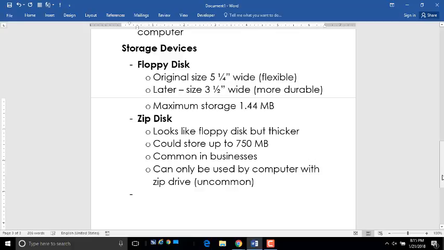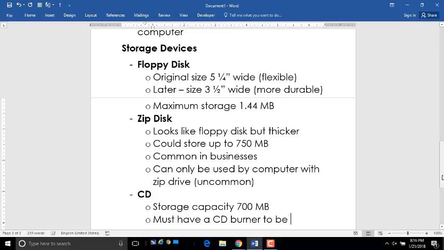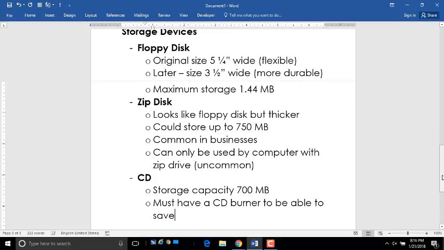Okay, so let's talk about something a little more common, and that would be a CD. When CDs came out, they were really a huge improvement over floppy disks and zip disks. They had a storage capacity of 700 megabytes. Okay, so not quite as large as a zip disk. But what was great about them is that they were really easily viewed on computers because computers were coming with CD drives. Now, if you wanted to be able to actually create your own CD, you have to have a CD burner to be able to save files to it.